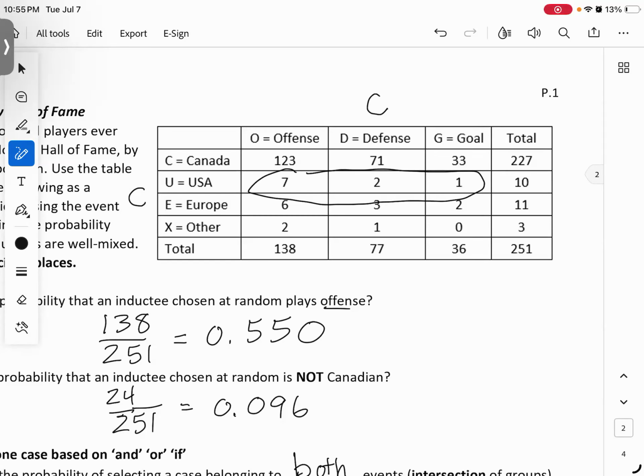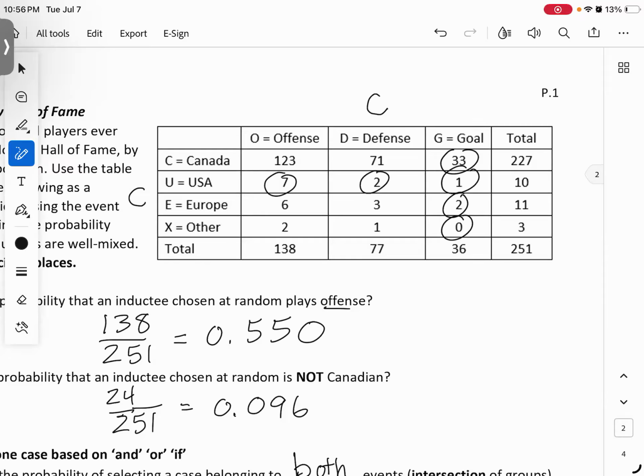And then if I were to say, let me also add all the goalie people, well, that's them right there. That'd be the 33, the 1, the 2, the 0. Well, the 1 we already counted whenever we were counting the USA people, so you don't need that extra 1 two times. So one way you could think about this is we're just going to do the 7, the 2, the 1, and then also the 3, the 2, the 33, the 2, and the 0.